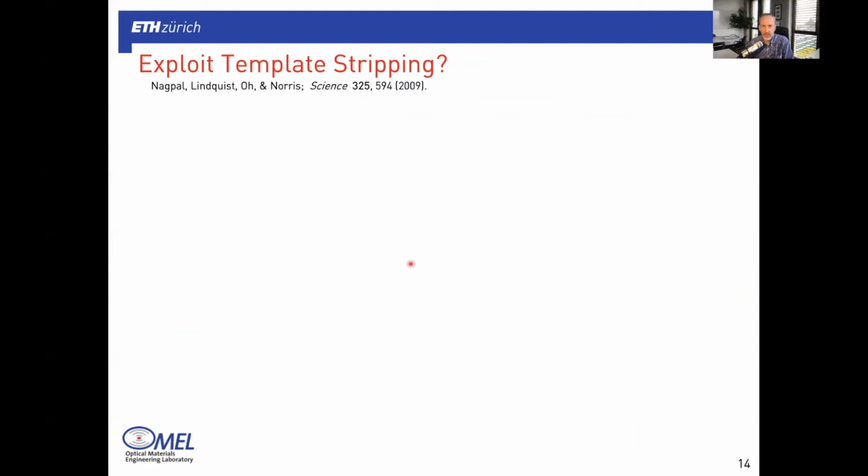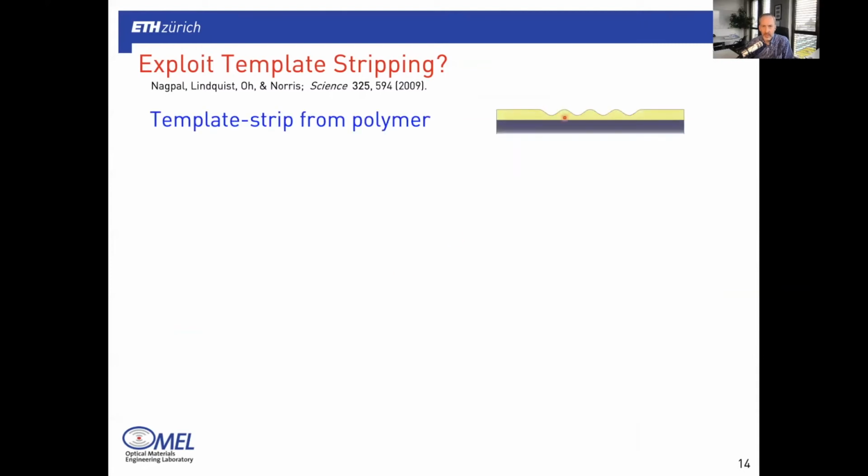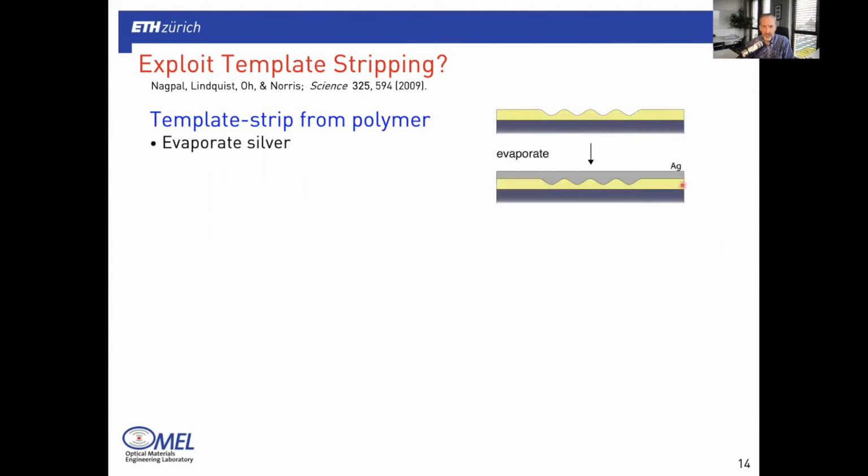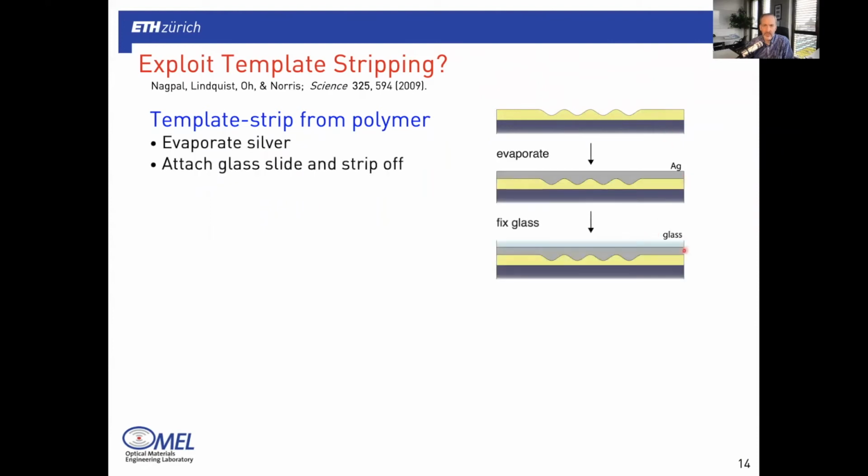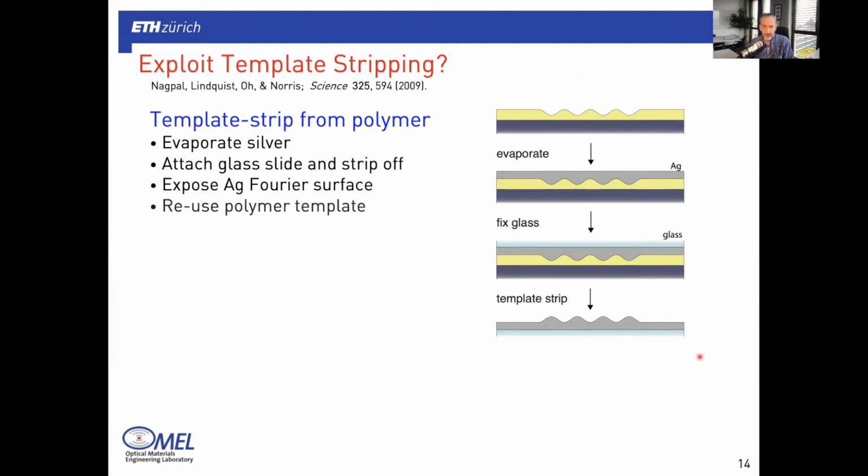It's really a simple concept. You're going to take that polymer profile that we've now patterned, evaporate silver on that, stick a piece of glass to the backside of the silver, and peel off the silver from the polymer and flip it over, and then you have a replica in silver now, hopefully, of your polymer Fourier surface. And what's nice is you can then use this to reuse your polymer that you've patterned many, many times to make many replicas. Now, does it work?